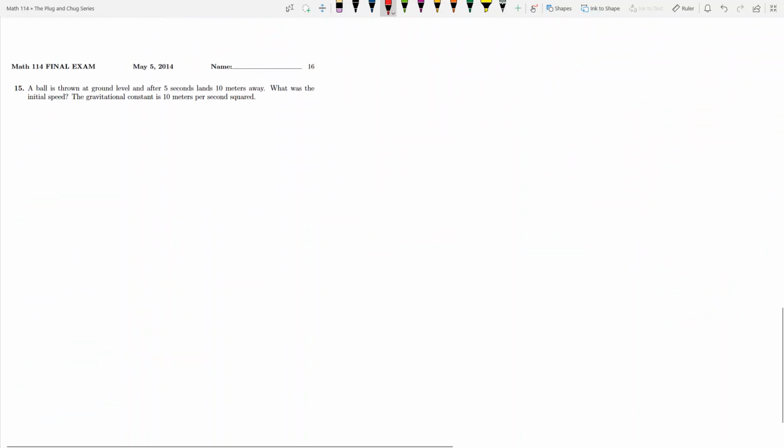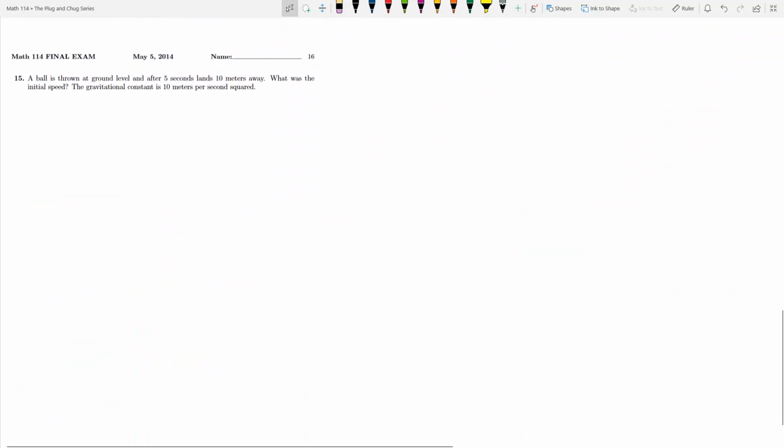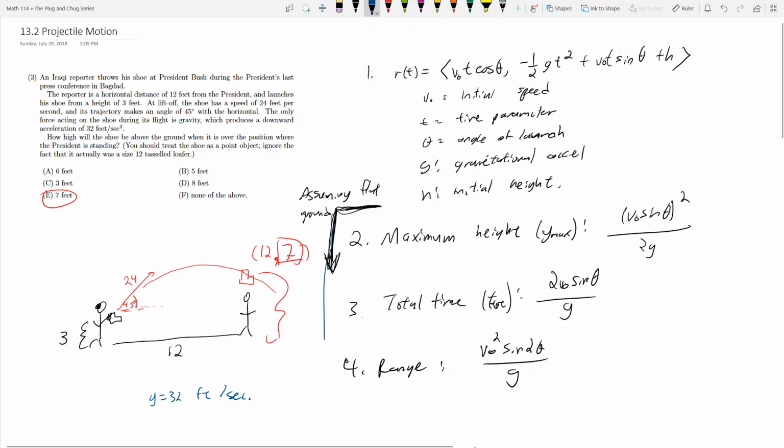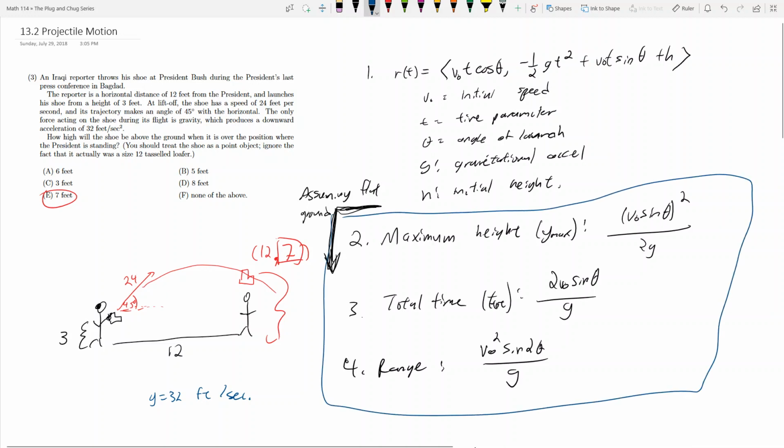What's the next question? All right, the next question now is from spring 2014, and it's the following problem. A ball is thrown at ground level, and after 5 seconds, it lands 10 meters away. What was its initial speed? The gravitational constant is 10 meters per second squared. Okay, and looking at this problem then, it doesn't say anything about an initial height or an uneven surface, so that means we can probably use one of these other equations right here, right, to help us.